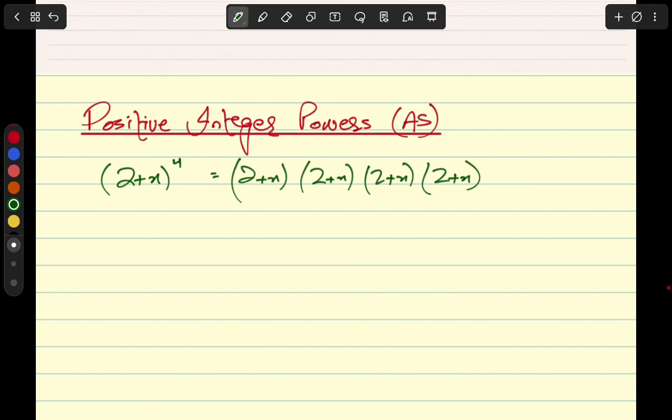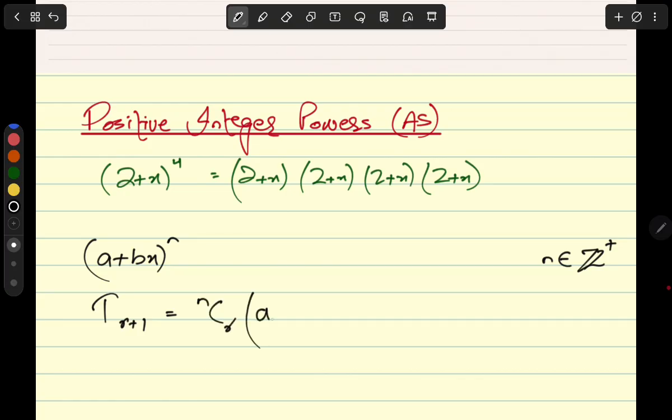For every positive integer, we use the binomial theorem. So you should all write it down. It is (a plus bx) to the power of n, and if n belongs to positive integers, then term r plus 1 is going to be nCr, n combination r, a to the power n minus r times b to the power r. That's it. This is probably the most important formula of today's lecture.